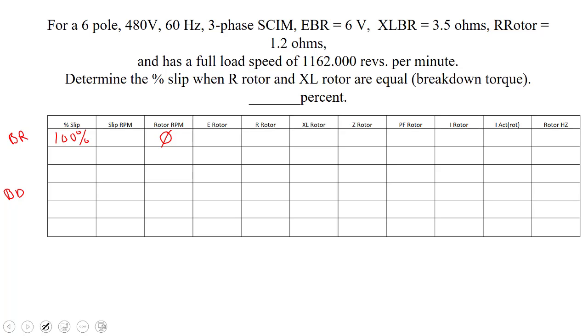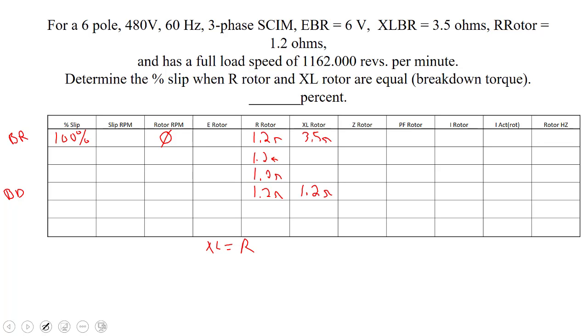If we wanted, we could put that in. The resistance of the rotor is 1.2 ohms. The XL at blocked rotor is 3.5 ohms. We know that the ohmic value of the rotor on a standard squirrel cage motor stays the same, no matter which one we're working on. So it's going to be 1.2 ohms at the breakdown value. And at breakdown, we know that XL is going to be the same value as the resistance. So that's going to be 1.2 ohms.